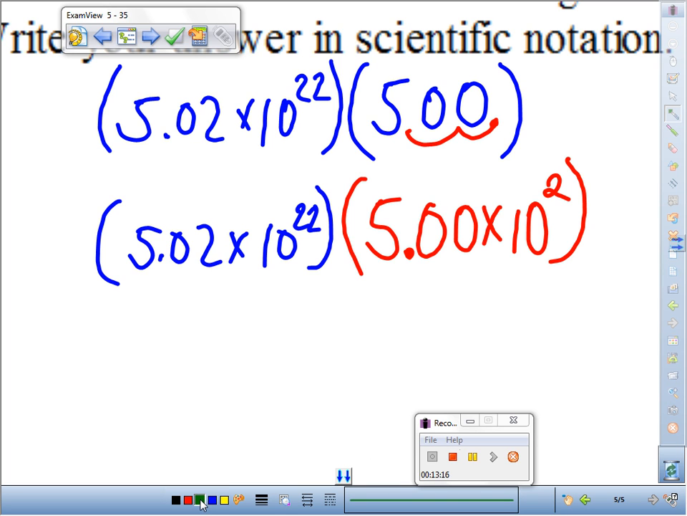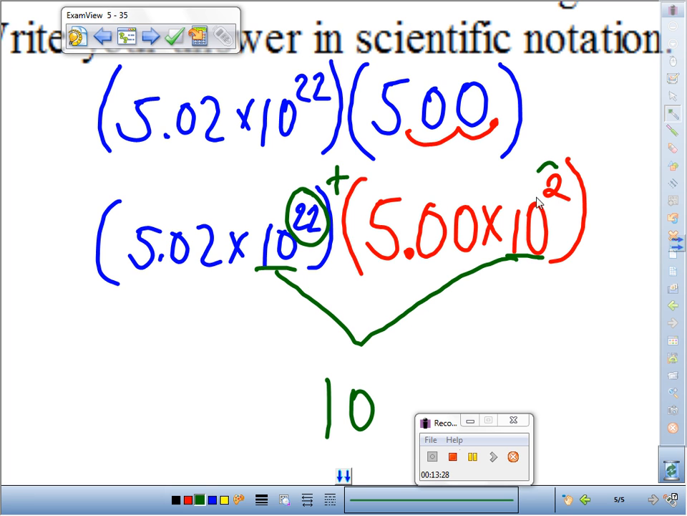So, at this point, we identify same bases. Isn't this the same as this? So then we write 10. And since we're multiplying, what happens to the exponents? We add. So what is 22 plus 2? 24. We write our multiplication sign right there.